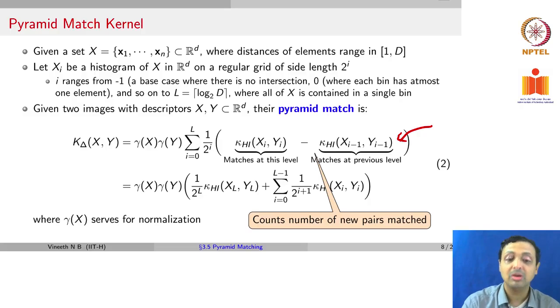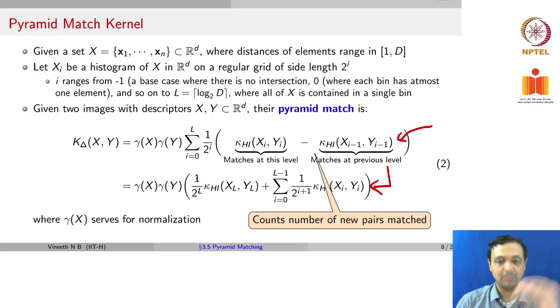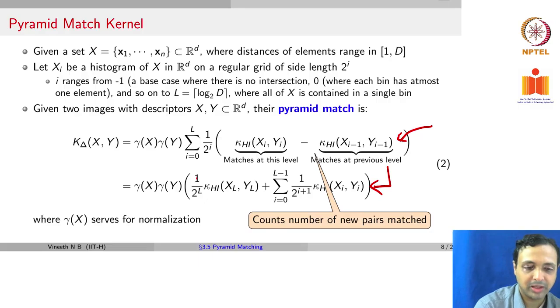That term is something that you ignore. Then you would have plus 1 by 2 into kappa of x1 y1 minus kappa x0 y0. So the x0 y0 terms will be common between these two elements, which will keep getting telescoped. So if you put them all together, you would find that the telescopic sum can be written as 1 by 2 power L into kappa of XL YL, which will be at the highest level, plus all of the other terms. So for example, let's take one particular example.